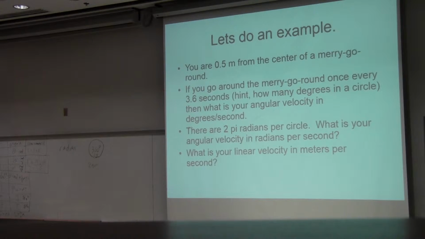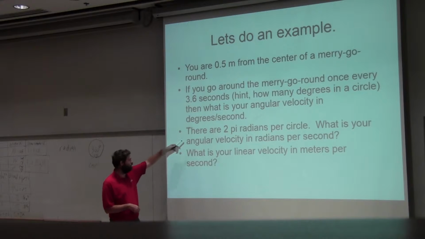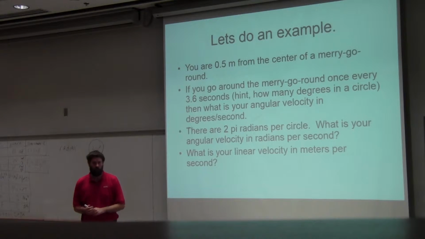Let's do a quick example. So you're 0.5 meters from the center of the merry-go-round. You're going to run the merry-go-round every 3.6 seconds. We're going to skip the degrees per second, find your angular velocity in radians per second. So we're just going to go straight to here, and then you'll find your linear velocity.